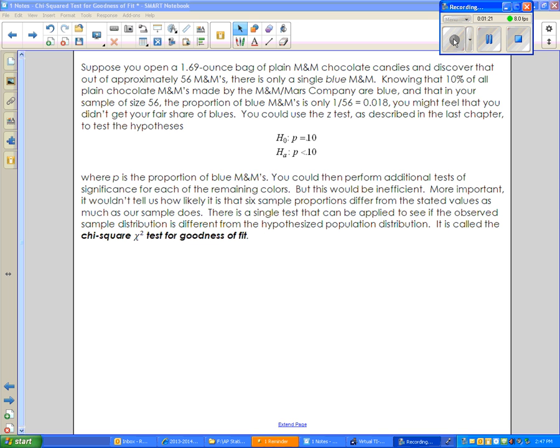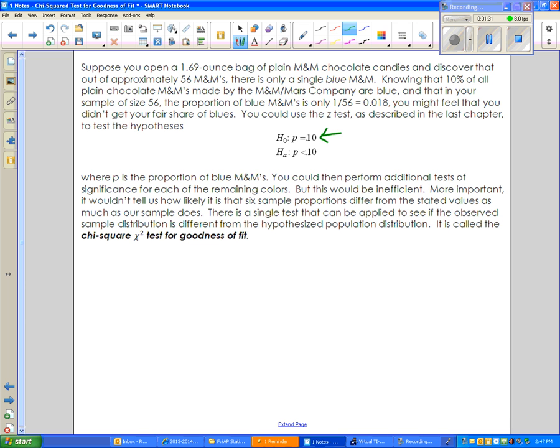So you could use a z-test here, because if you're thinking about your proportion of blue M&Ms, the null hypothesis would match the company's claim of 10%. And since you suspect you've been gypped, your alternative then would be that the proportion of blue M&Ms is actually less than that. And you could do a one proportion z-test and calculate the probability of getting a value as extreme as the one you got. So you'd essentially be finding the probability that p hat is less than 0.018, given what you know about the distribution. So again, p is the proportion of blue M&Ms.